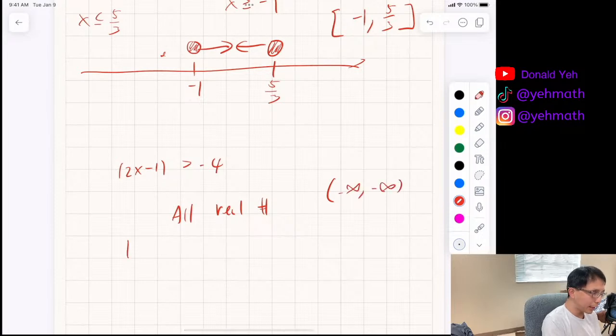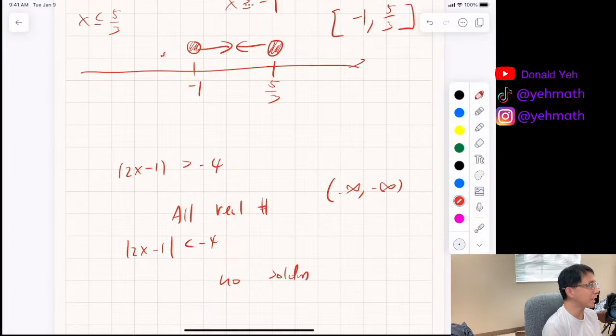I'm going to write down another case. Absolute value of 2x minus 1 is less than negative 4. This has no solutions, because an absolute value can never be less than negative 4.